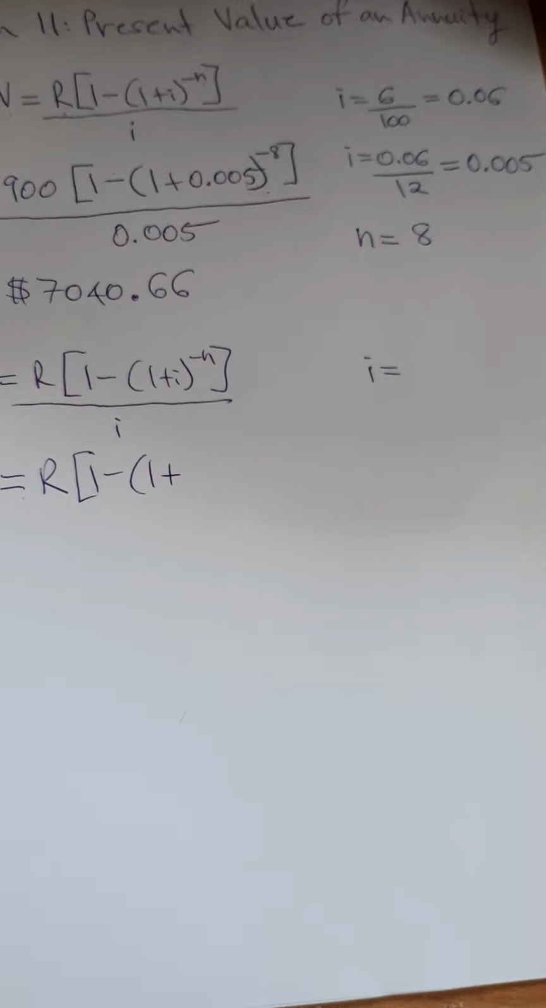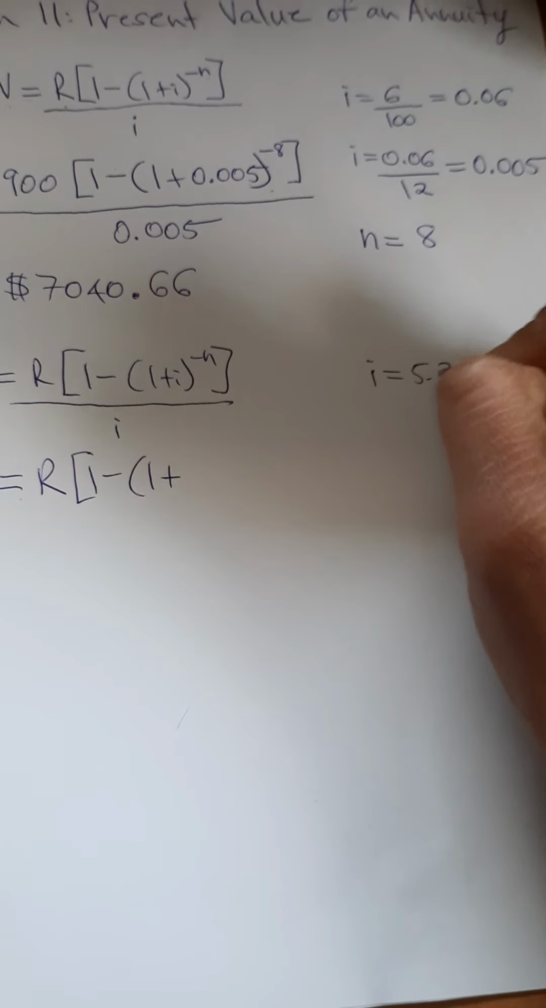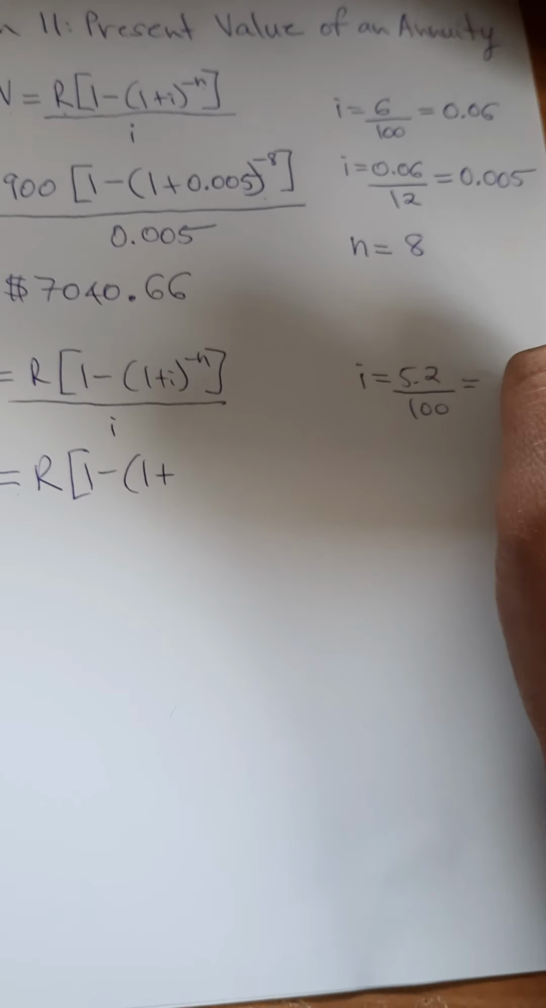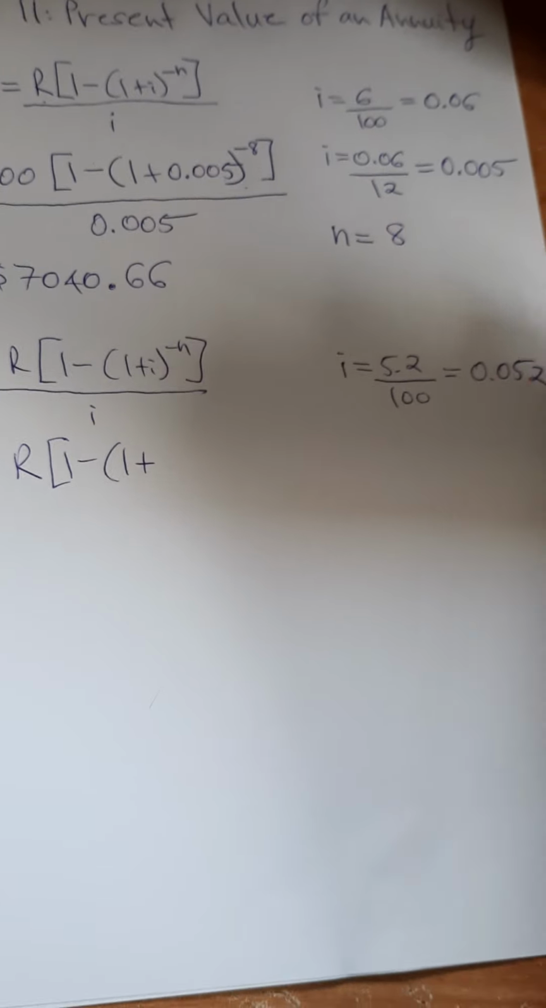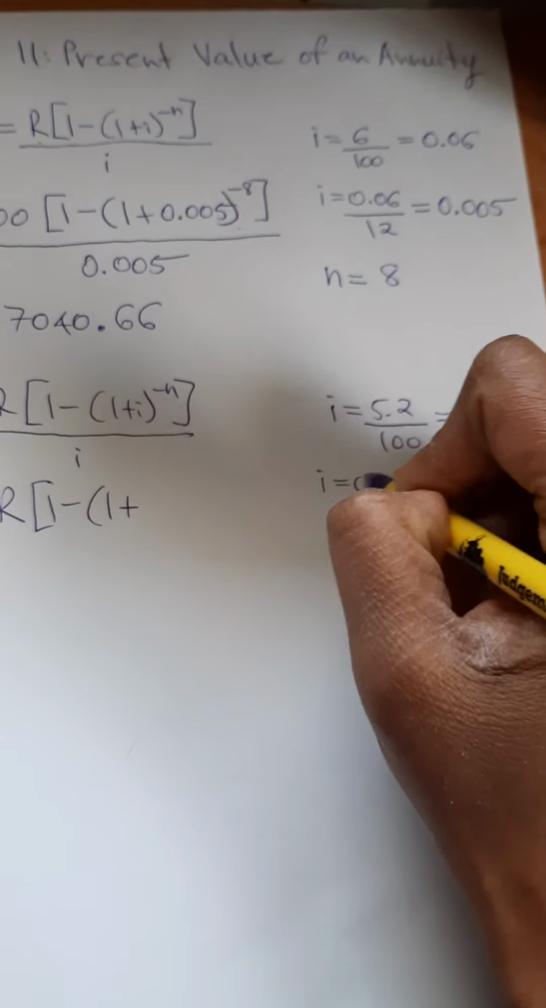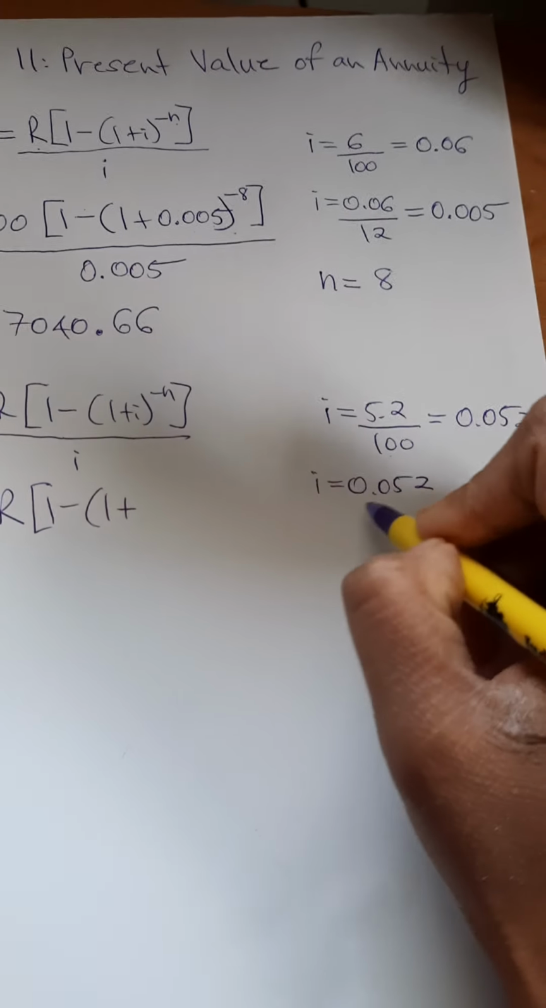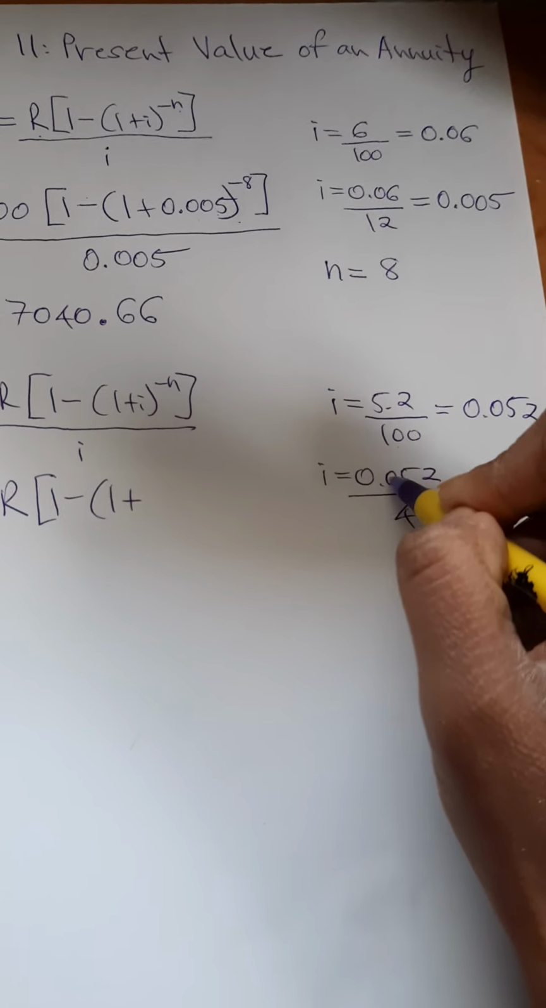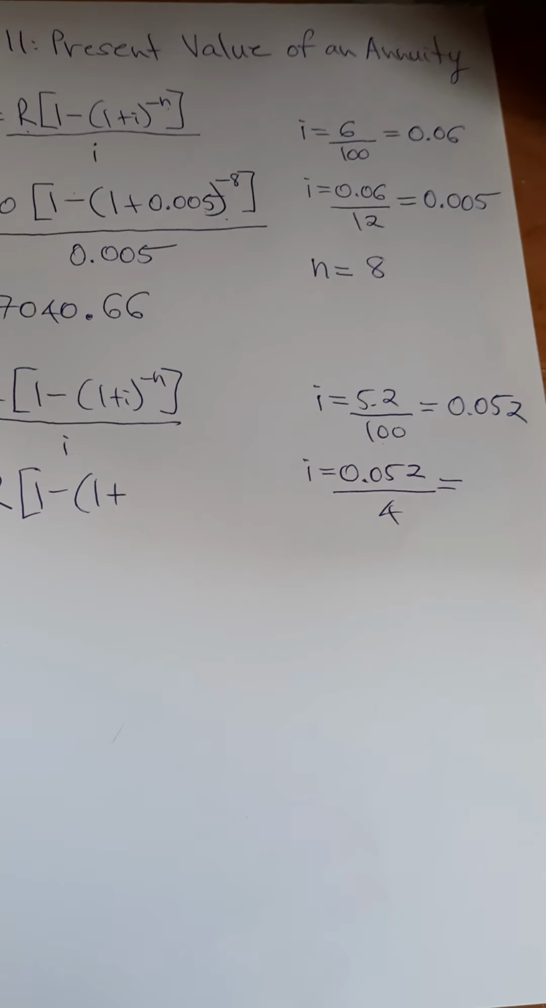Okay, this is 5.2%. So we're going to divide it by 100. So 0.052. Does everyone see that? Okay, then I'm going to take this value and divide it by 4, because this is compounded quarterly.